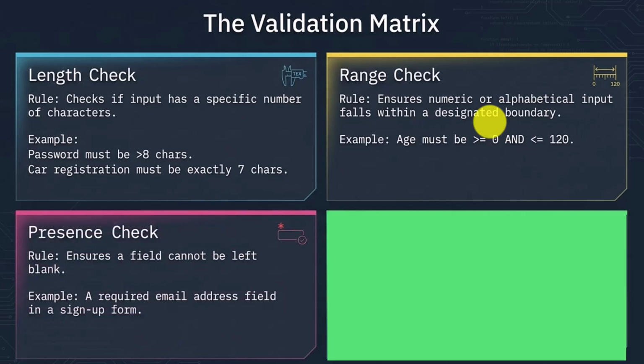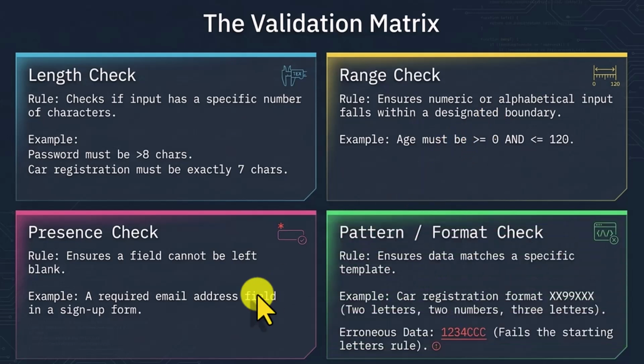Then presence check ensures a field cannot be left blank. You need data somewhere, and the user simply does not fill that in. For example, name: you said that name is a must and it should be there. So simply checking if a user has entered any data somewhere, that is a presence check.